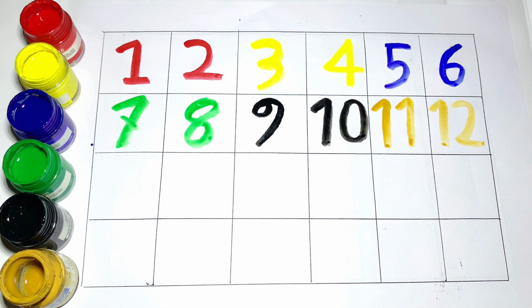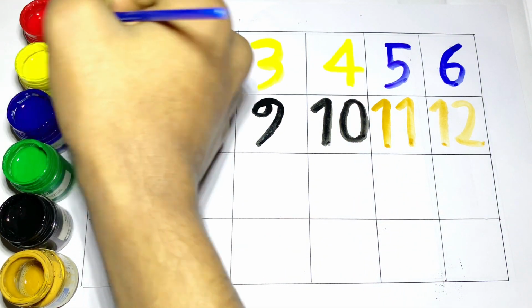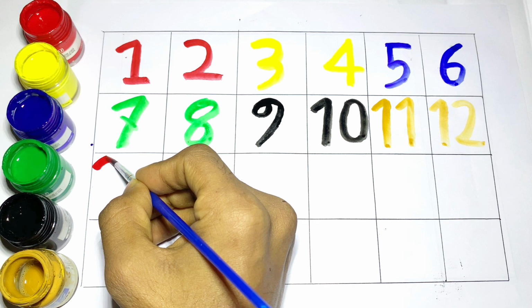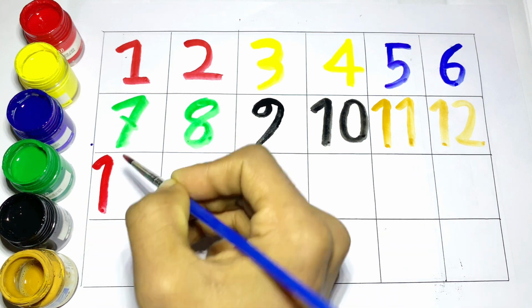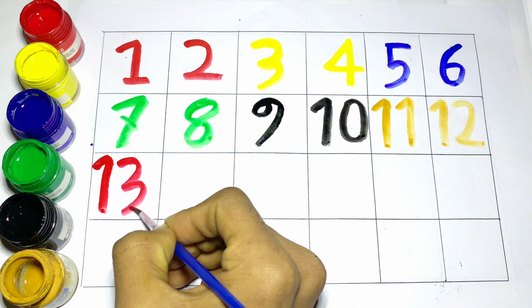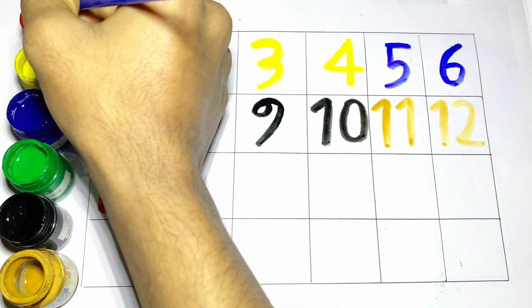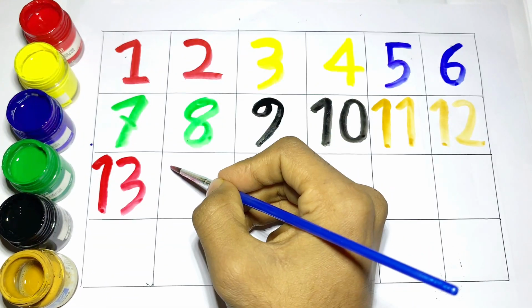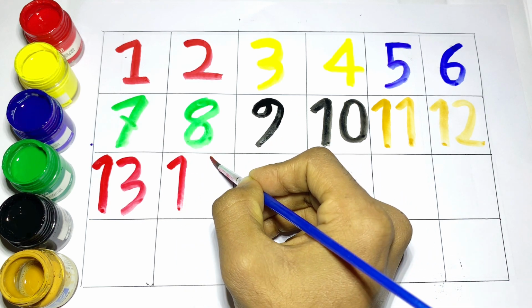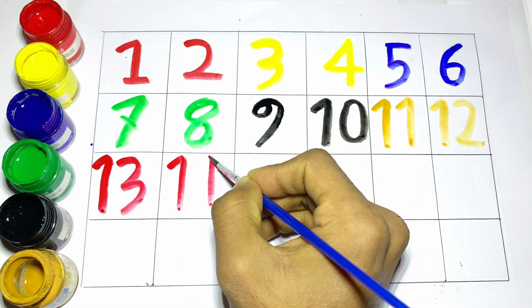Kids, now draw 13. The numbers of 13 and use red color. Kids, again use red color and draw 14. The numbers of 14.